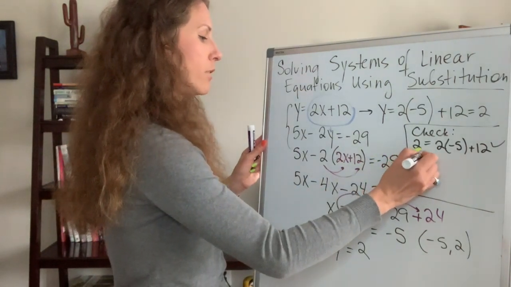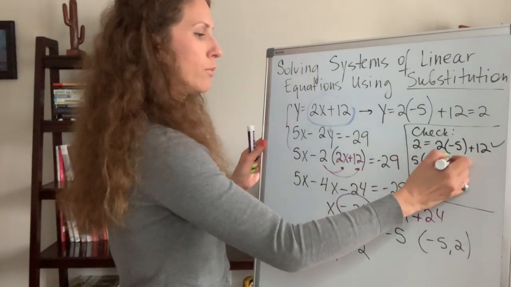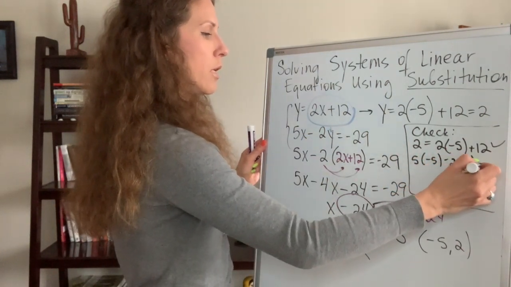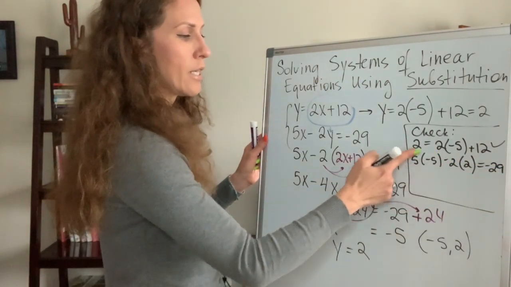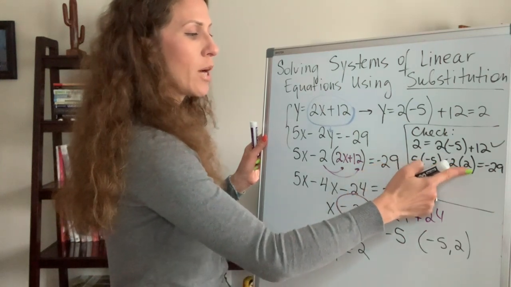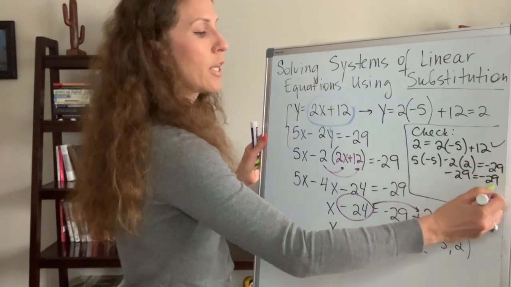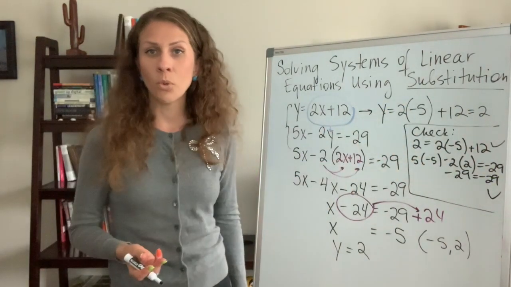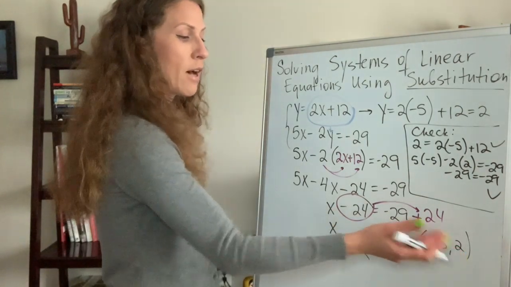So 5 times -5 minus 2 times 2 equals -29. This is -25. This is 4. -25 minus 4 is -29. So -29 equals -29. The second equation also worked, which means the solution to our system is -5, 2.